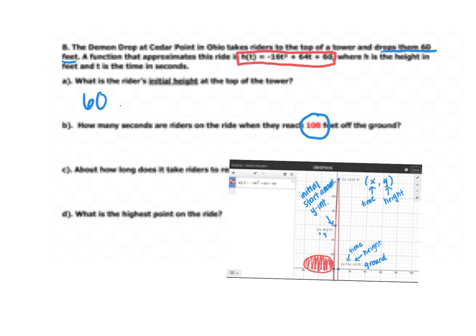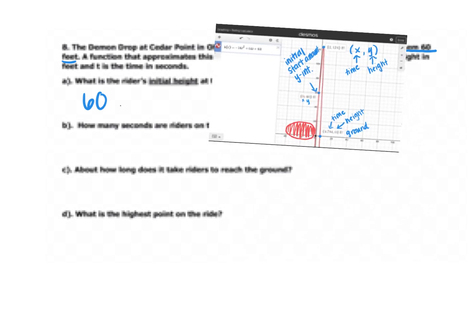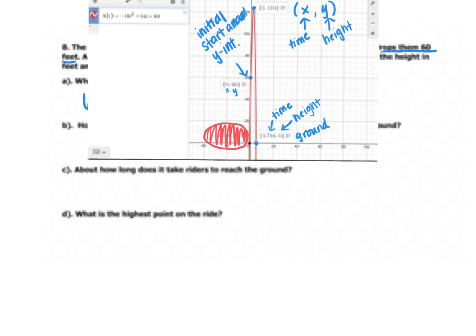Let's look at C. C says, how long does it take the riders to reach the ground? Well, if I look at my Desmos, we said that our ground is down here. It's this point here. It says how long does it take, meaning we need our x value at the ground. Well, the x value is 4.784 seconds.